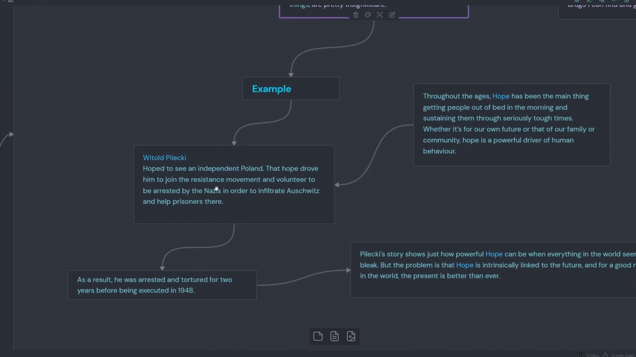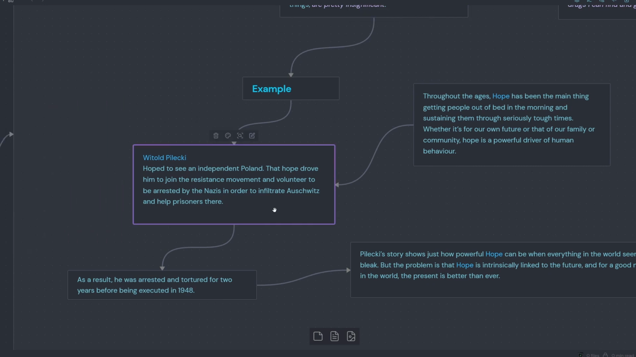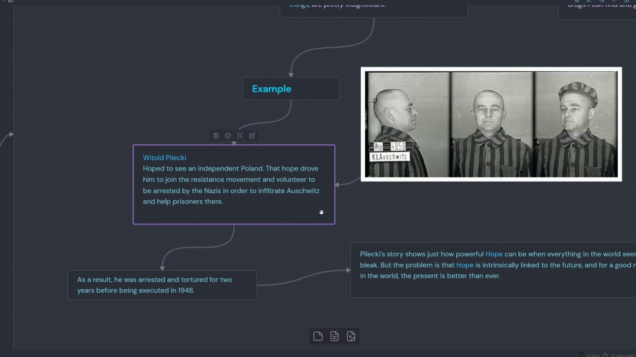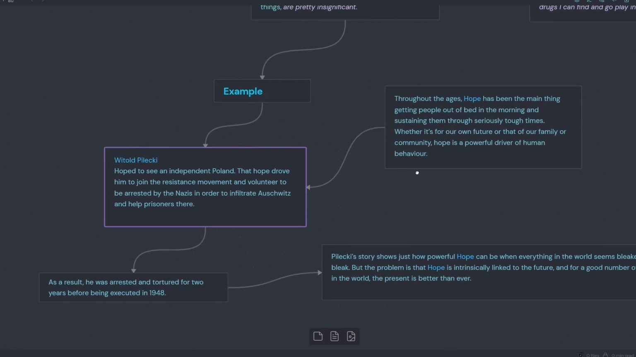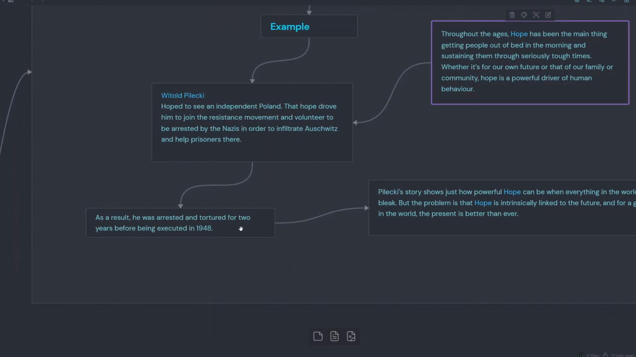As an example, Mark talks about Witold Pilecki. Witold Pilecki hoped to see an independent Poland. That hope drove him to join the resistance movement and volunteer to be arrested by the Nazis in order to infiltrate Auschwitz and help prisoners there. Throughout the ages, hope has been the main thing getting people out of bed in the morning. It's been sustaining them through serious, tough times. Whether it's for your own future or that of your family or a community, hope is a powerful driver of human behaviour. Pilecki was arrested and tortured for 2 years before being executed in 1948.